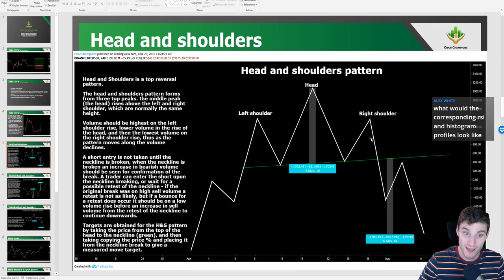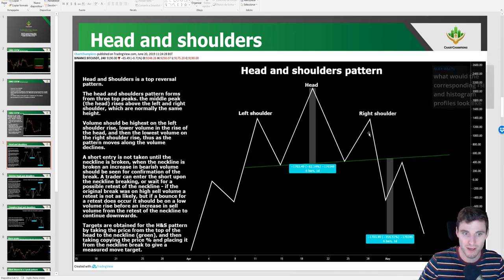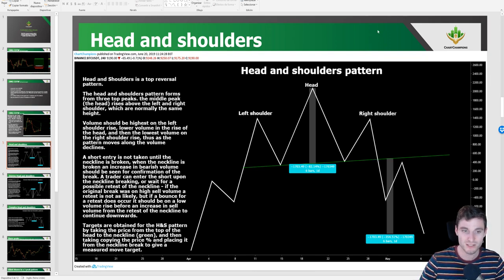You do not enter your shorts prior to breaking the neckline, unless you're trading the bear flag. For a head and shoulders pattern, you're not shorting until you break the neckline. That is very, very important, okay? So it's really, really important that you understand that, okay?